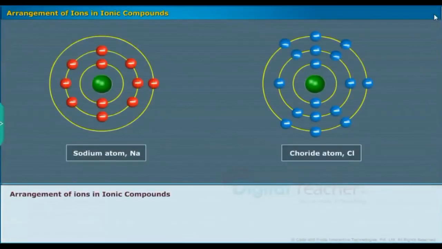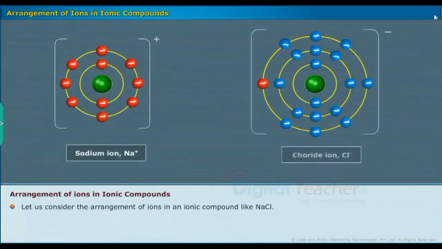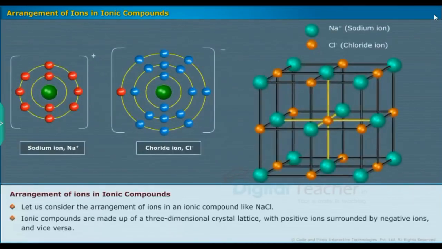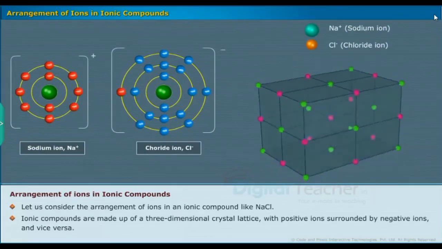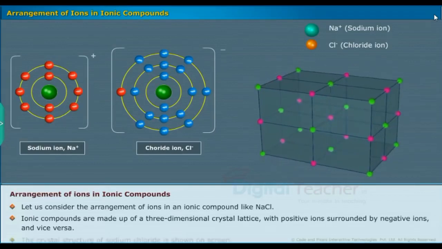Arrangement of ions in ionic compounds. Let us consider the arrangement of ions in an ionic compound like sodium chloride. Ionic compounds are made up of a three-dimensional crystal lattice with positive ions surrounded by negative ions and vice versa. The crystal structure of sodium chloride is shown on screen.